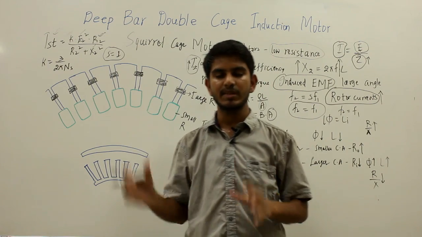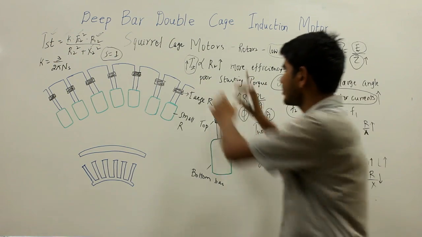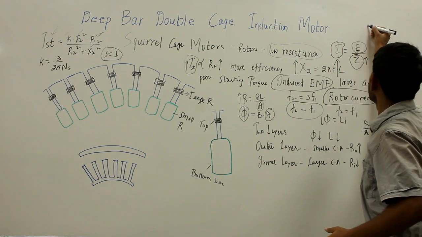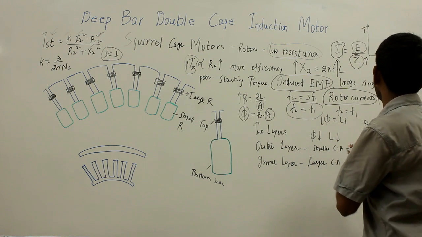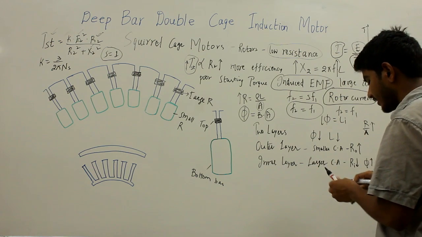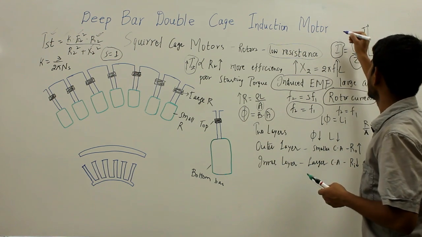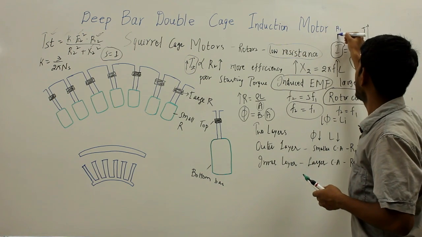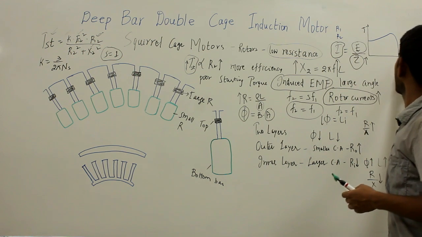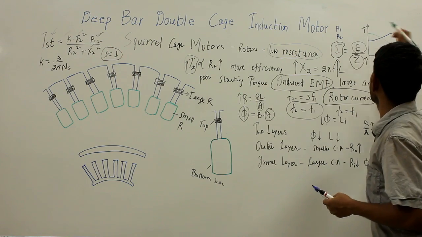Now let us discuss the operational principle of this deep bar double cage induction motor. But before that, let us see how the torque varies as we vary the resistance of the rotor bar. Let me say this is my torque, and for different values of rotor resistance, let us plot the torque speed characteristics. Let us say R1 is a low value of resistance and R2 is a high value of resistance. For the lower value of resistance, this will be my torque speed characteristics, and for the higher value of resistance, this will be my torque speed characteristics.